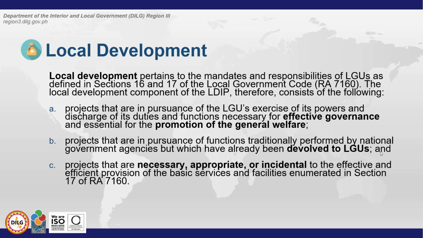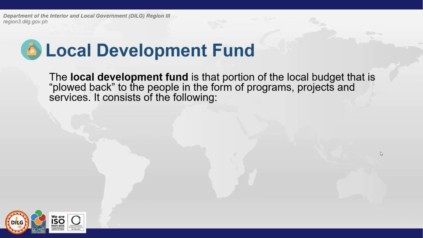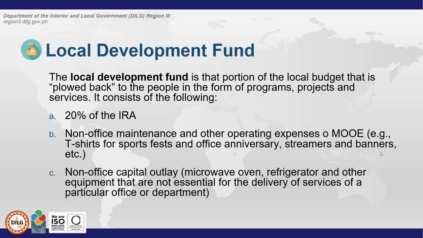Para may sakatuparan ng local development, kailangan ng pondo o ng Local Development Fund. The Local Development Fund is that portion of the local budget that is flowed back to the people in the form of programs, projects, and activities. It consists of the following. Una, 20% of the Internal Revenue Allotment o IRA mula sa national government. Pangalawa, non-office maintenance and other operating expenses o MOOE. Pangatlo, non-office capital outlay.